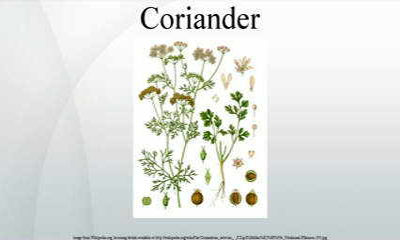Coriander. Coriander, also known as cilantro, Chinese parsley or dhania, is an annual herb in the family Apiaceae.